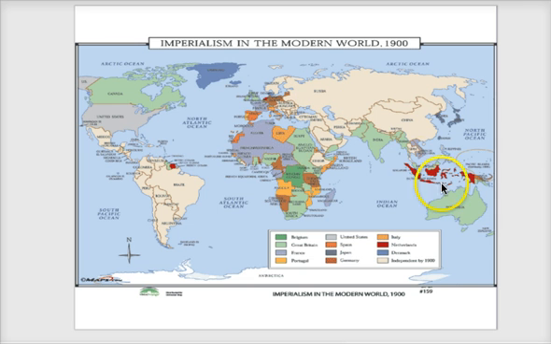So if we look at this map, we are going to see that Great Britain is really one of our leading imperialist countries. So my question that we're trying to answer is, why does that happen? And how does this affect the world today? So let's look at some of the causes of imperialism.